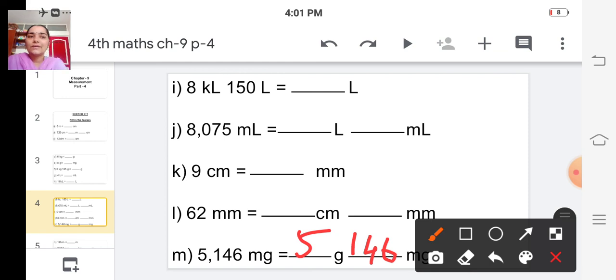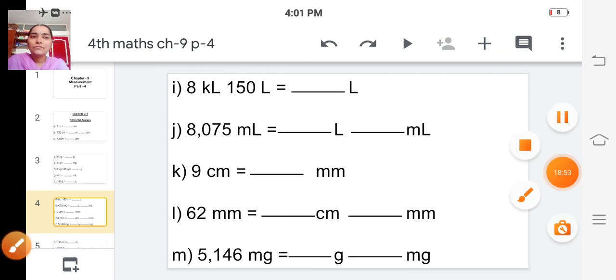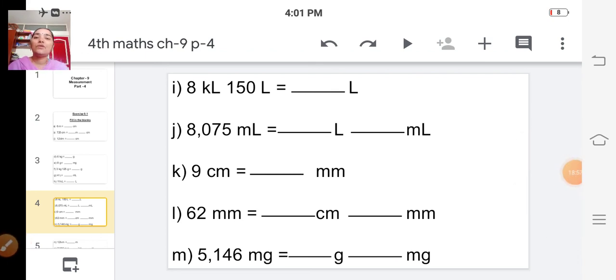Have you all understood, children? Yes? So similarly, you have to do the remaining problems. So do practice at your home, children, on your own. And please study all the conversions. The basic thing is, to convert bigger unit into smaller unit, you have to multiply. To convert smaller unit into bigger unit, you have to divide. This is the basic thing you have to remember. And you have to learn all these conversions.